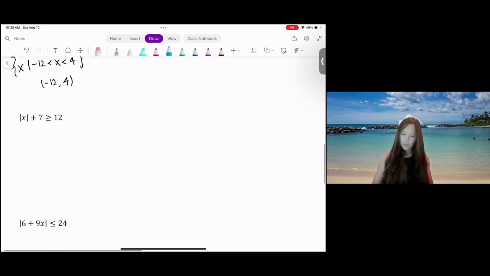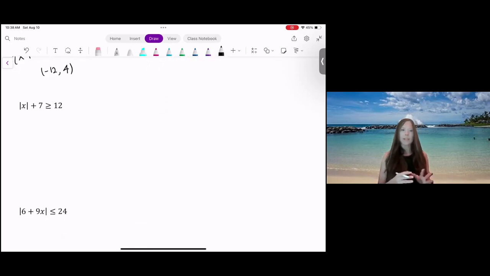Moving on to our next problem. Here I see that I have an absolute value. It's not isolated on one side of the inequality, so I'm going to need to handle that 7 first.